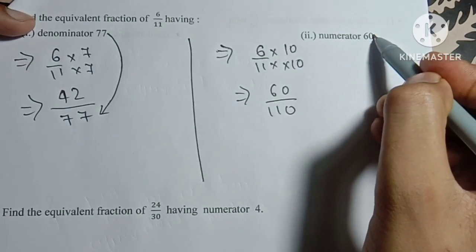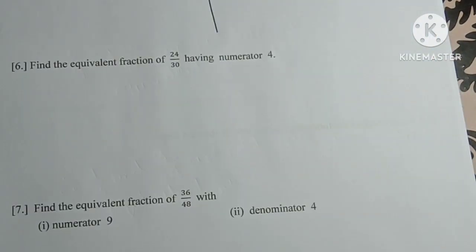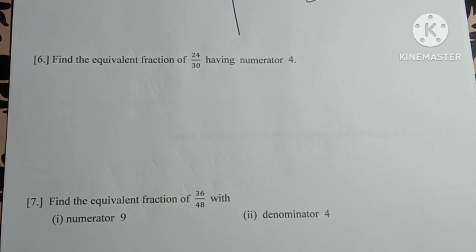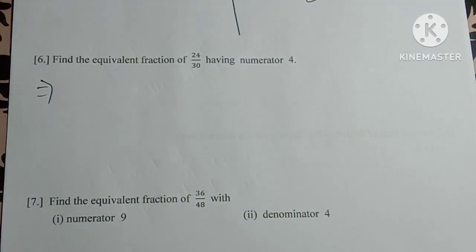Here we are fulfilling the wish that the numerator should be 60. Moving forward to the next question, the 6th question is saying, find the equivalent fraction of the given fraction 24 by 30 having numerator 4. The same question, just a little bit of twist.